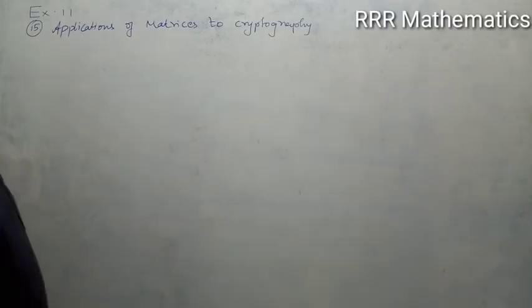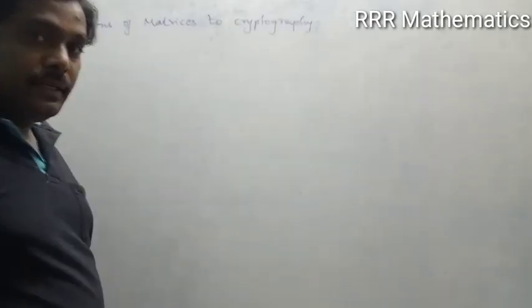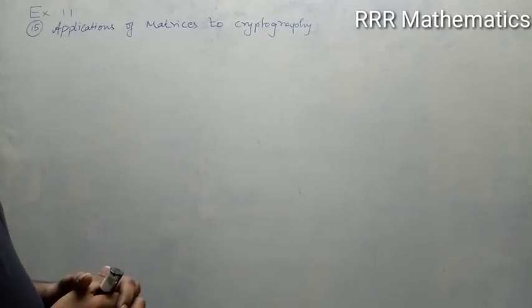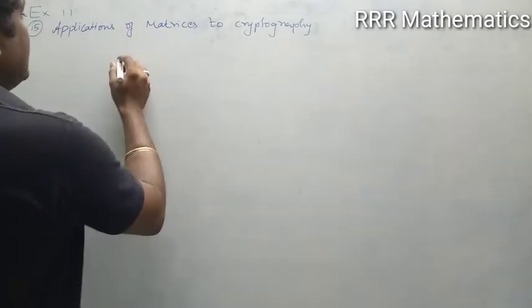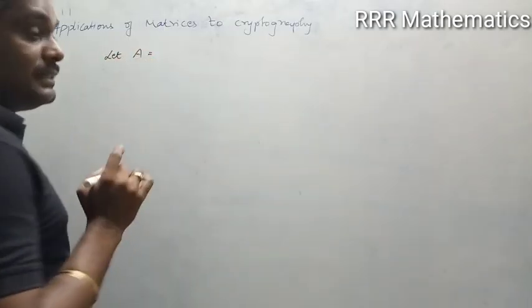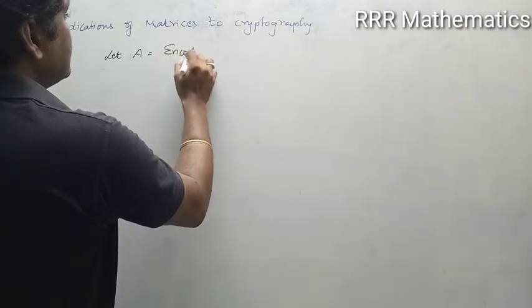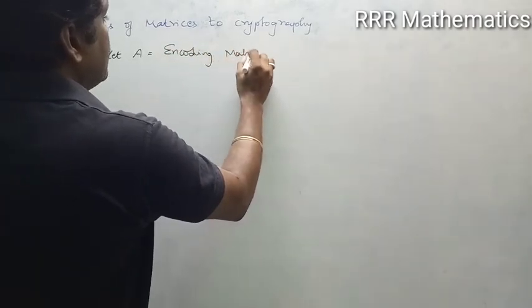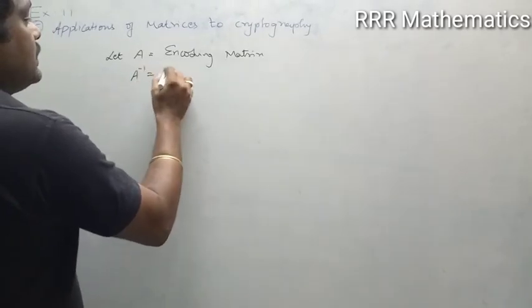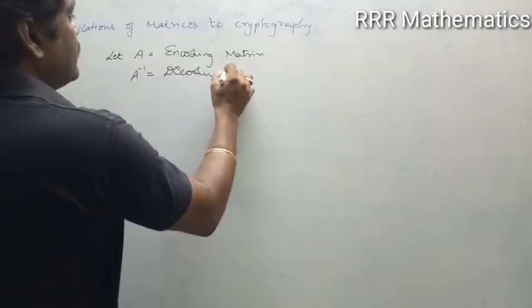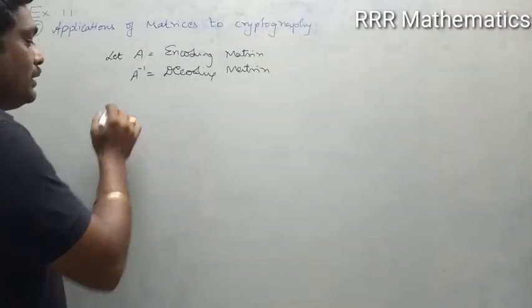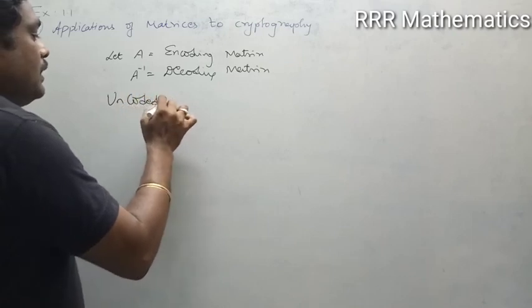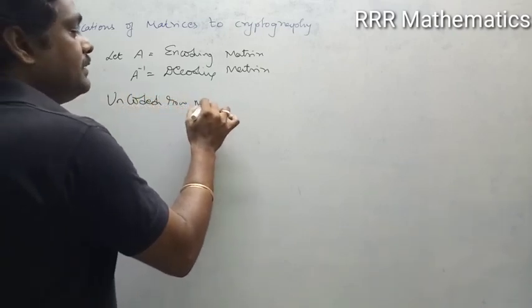Hi my dear student, today we will discuss exercise 1.1, 15th problem, which is an application of matrices to cryptography. A small introduction: how we are going to use cryptography in the topic of matrices. For example, let us take the matrix A as the encoding matrix, whose inverse is the decoding matrix. Now suppose an uncoded row matrix is given.